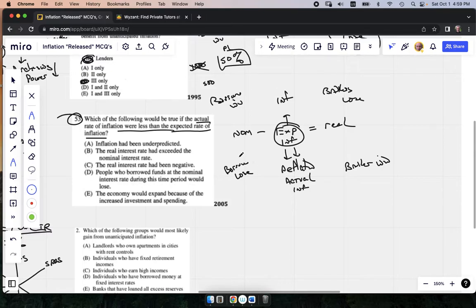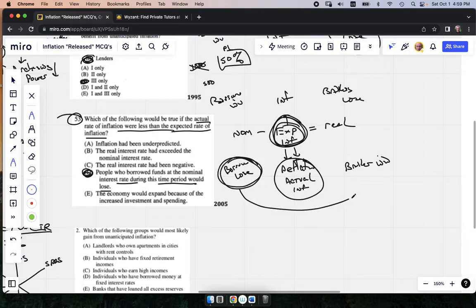People who borrowed funds at the nominal interest rate during the time period would lose, right? This should make sense. They borrowed money when the prices were high, when the price level was higher. If they would have waited and borrowed now, the price level would be lower and they'd probably get a cheaper loan. So that's kind of our understanding there. We could also say, again, borrowers lose because they're paying back money that has a higher purchasing power. Again, that's your explanations on your FRQs, and you do want those extra points. So being able to say it the right way is lovely.